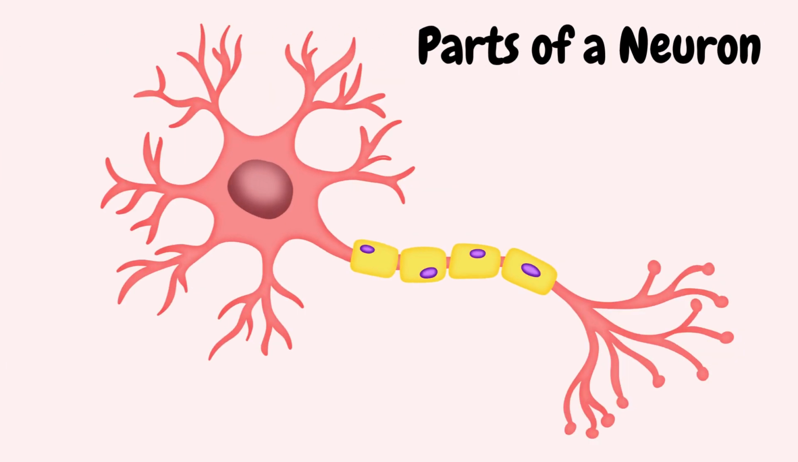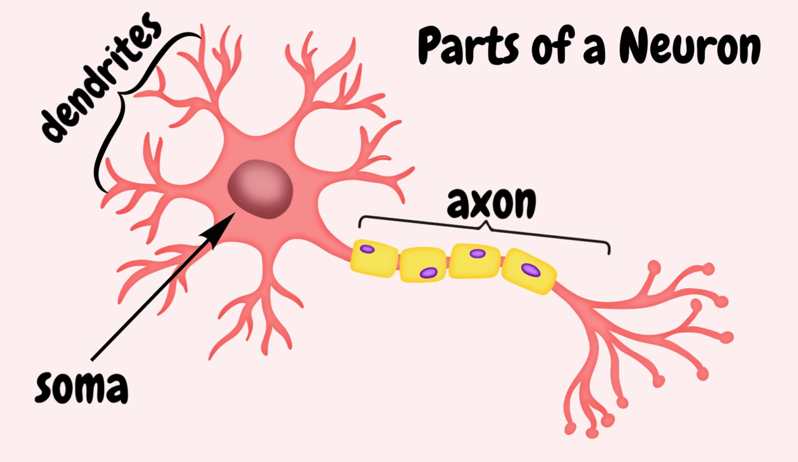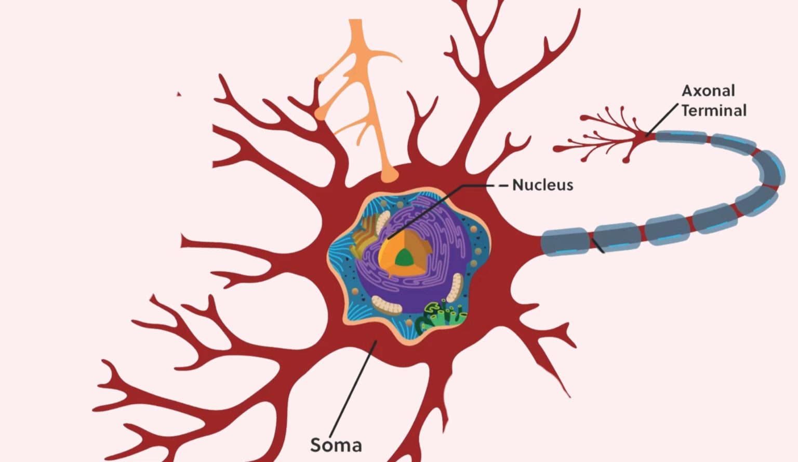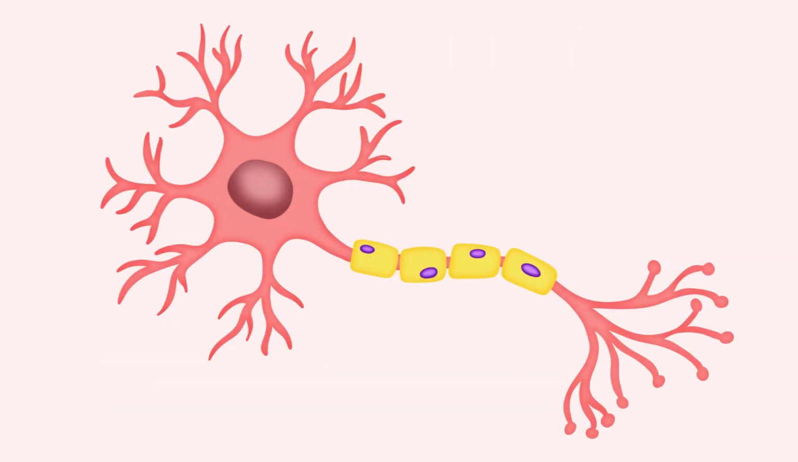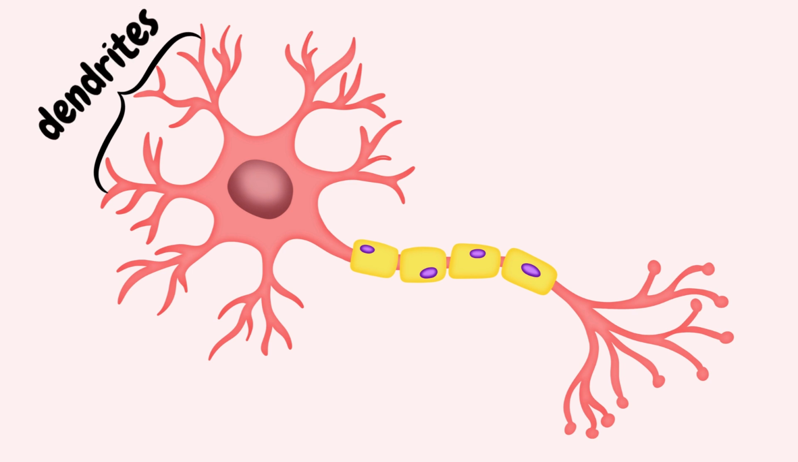Let's look at the parts of a neuron. A typical neuron is composed of three main parts: the soma, the dendrites, and the axon. The soma, or the cell body, contains the nucleus and other essential organelles necessary for the neuron survival. And then branching out of the soma are numerous extensions called dendrites. And dendrites receive signals from other neurons and relay them to the soma.